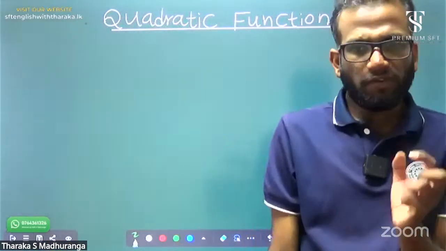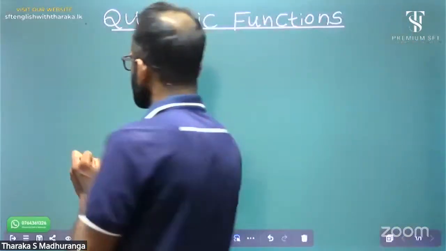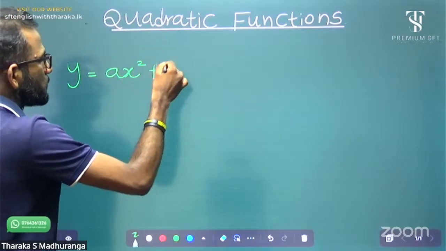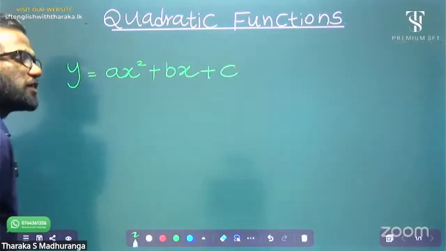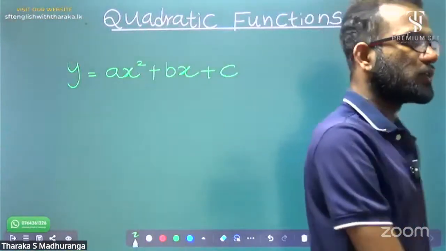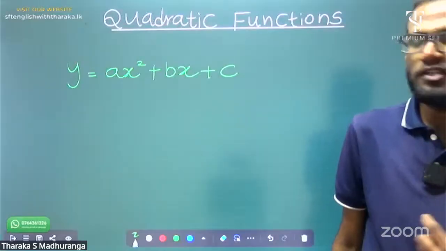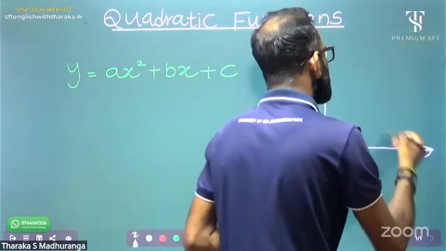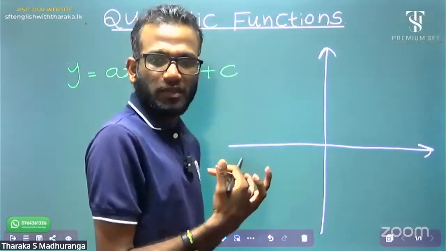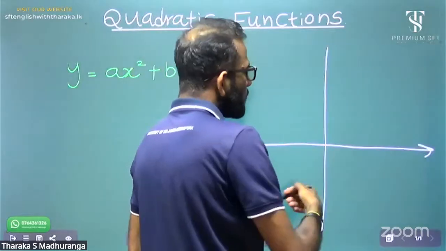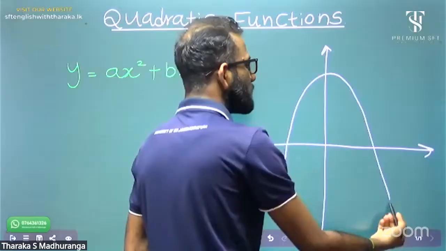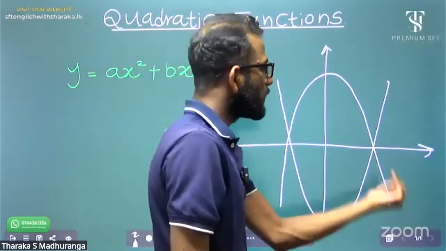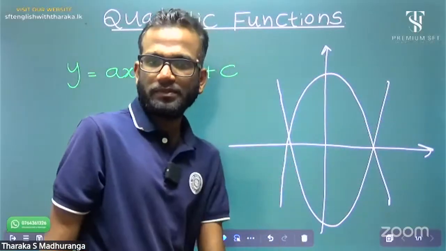What is the basic equation of quadratic functions? Y equals ax squared plus bx plus c is the common equation for quadratic functions. In quadratic functions, we mainly discussed which type of graphs? Parabolic shapes. I told you there are two types, maximum parabolic shapes or minimum parabolic shapes, right? This is a maximum parabolic shape and this is a minimum parabolic shape.